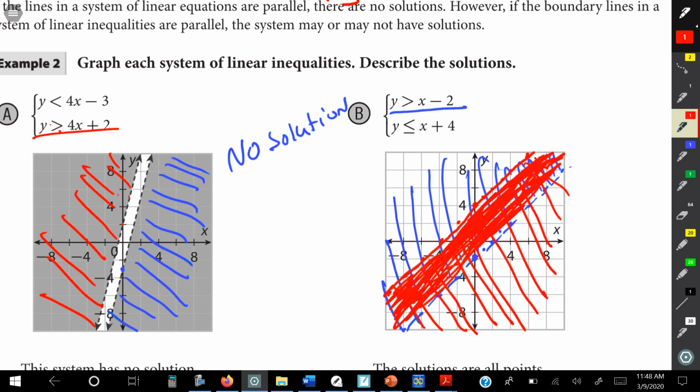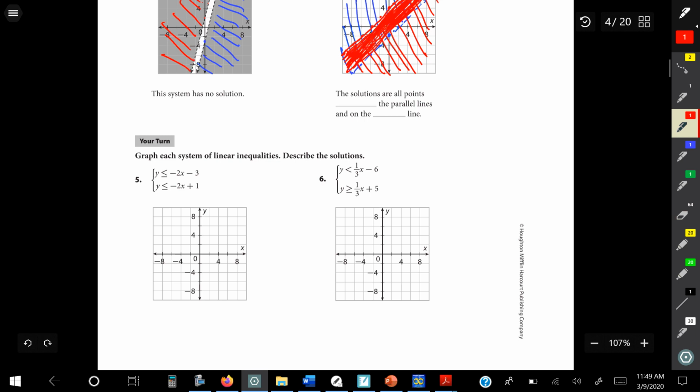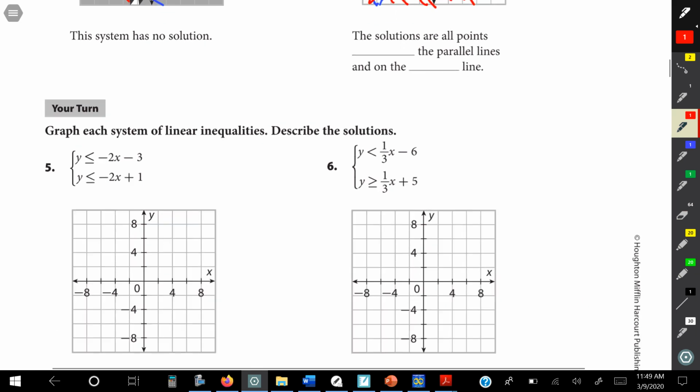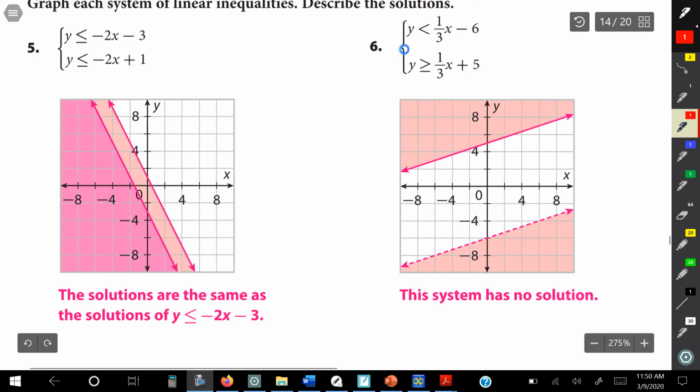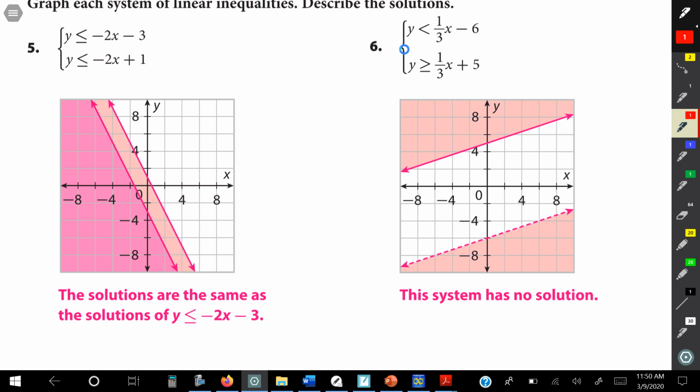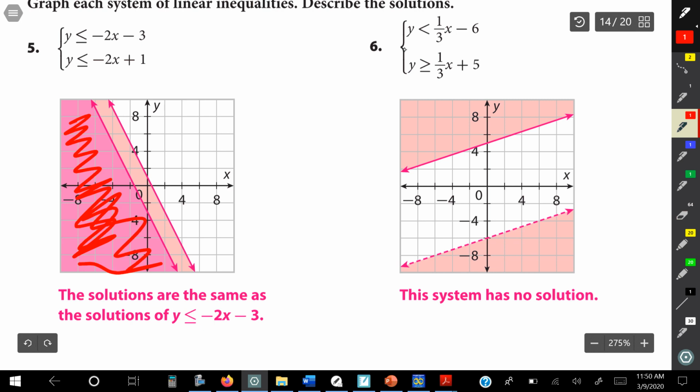All right, take a moment and see if you can solve these two. They're already solved for y. You just have to draw them out and see where they overlap. All right. So on 5 and 6, this should be what you get. You have one that overlaps here and has a solution on this side. And then you have another one that has no solution.